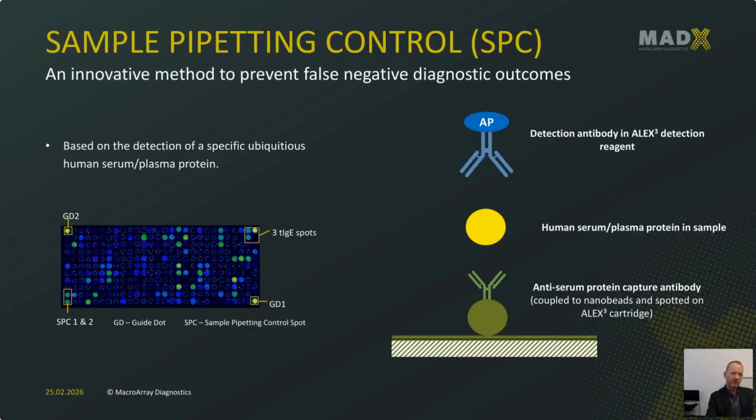Another important feature that's been added to the Alex 3 is the inclusion of a sample pipetting control, and this is based on the detection of a specific ubiquitous human serum plasma protein. The idea of including this is that we'll minimize the number of false positives that are due to the absence of analyte, which should ultimately increase the reliability of the assay. These sample pipetting controls can be found on the bottom side of the array. Here they're being processed, but generally they're also visible with the naked eye, so you get a colorimetric readout. It's just to ensure that the serum sample is essentially being pipetted correctly to the array.